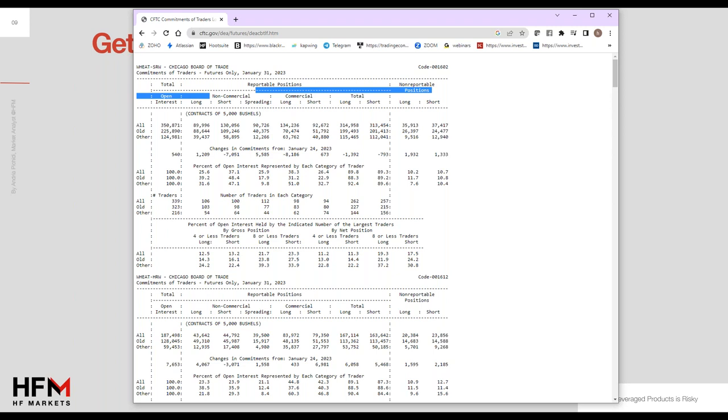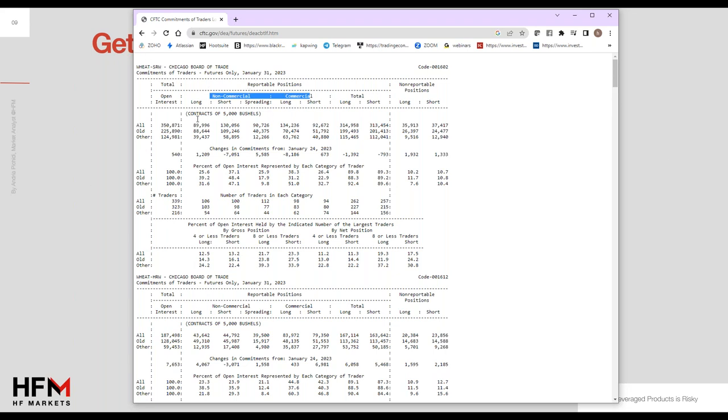And if we see both these groups growing, then it means that the majority, I'm not sure whether I can say that, but that the majority is on the same side of the market. So let's say long, we're seeing both increasing. If both groups, commercial and non-commercial, increase their long positions, it's a bullish signal for the price of the underlying commodity. In this case, it is wheat.